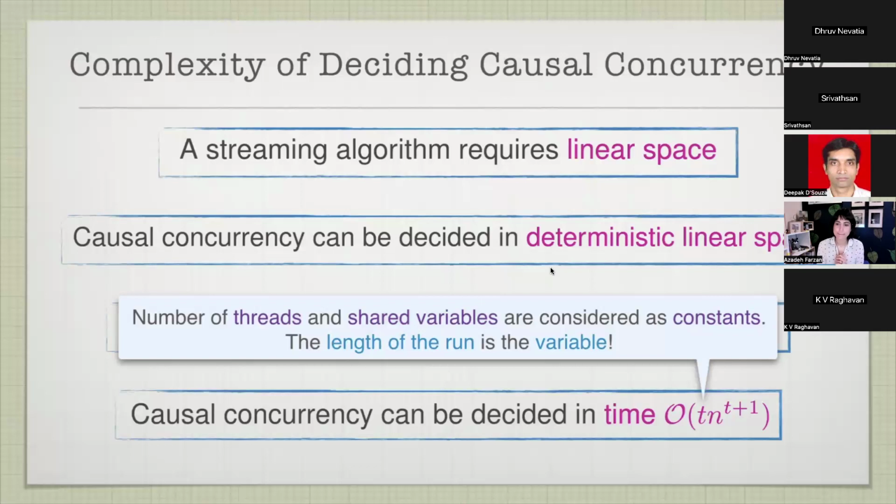Deciding causal concurrency means that you're given a program and two labels, which are two actions. You want to check whether in every execution, in every equivalent run, in every equivalence class, alpha and beta are causally concurrent. But I don't understand how we can decide this in a streaming fashion. It will come. It will come.